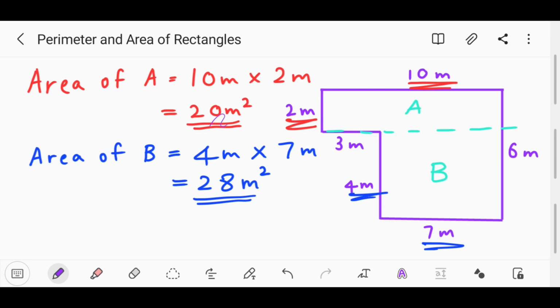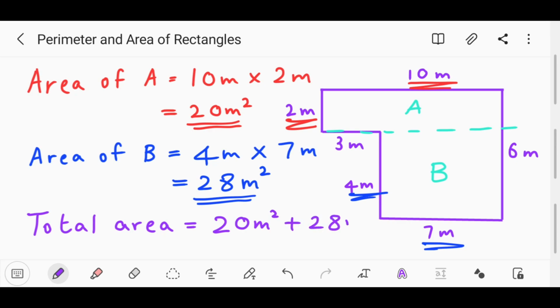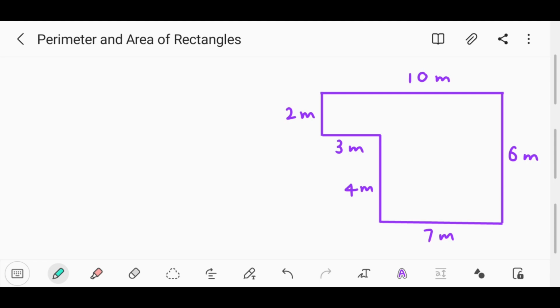Now that we have the area of both A and B, we can add them up and get our answer for the total area of this compound shape. 20 meters squared plus 28 meters squared. That would give us a total area of 48 meters squared. Isn't that easy? Now that we are done finding the area of this compound shape, let's find the perimeter.